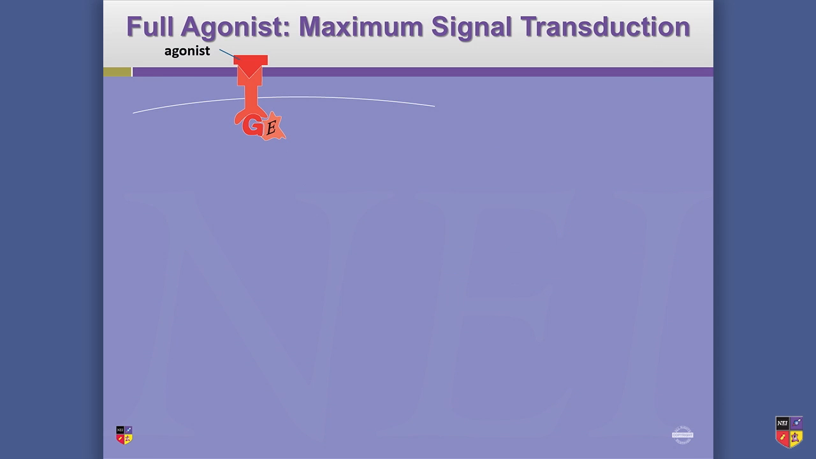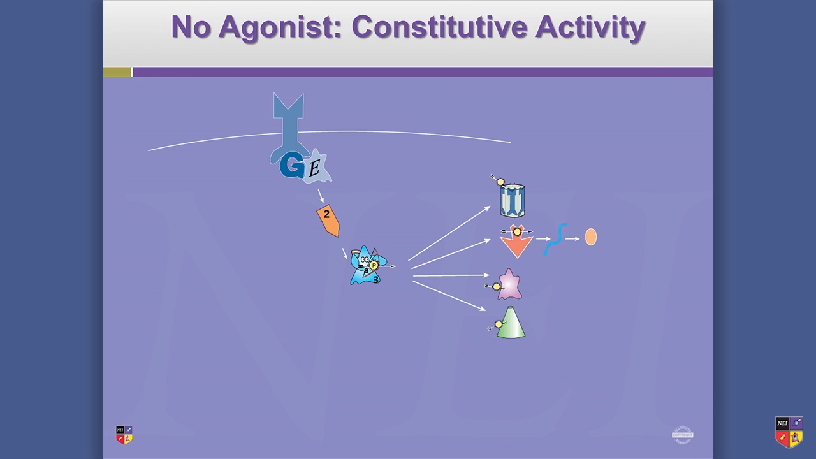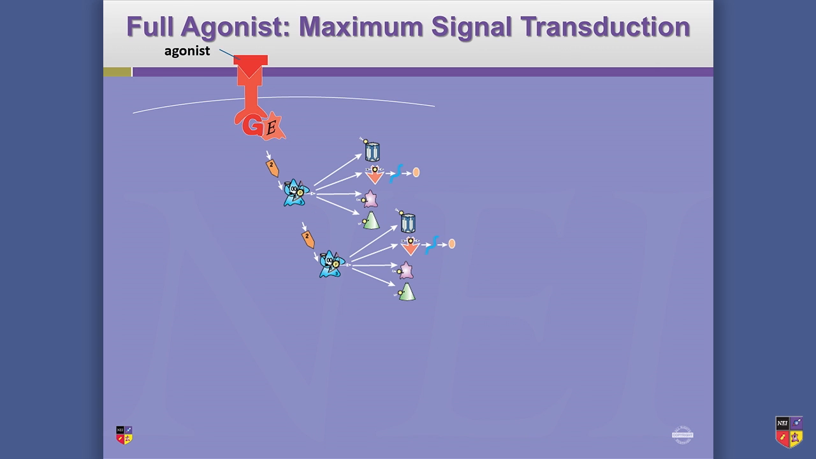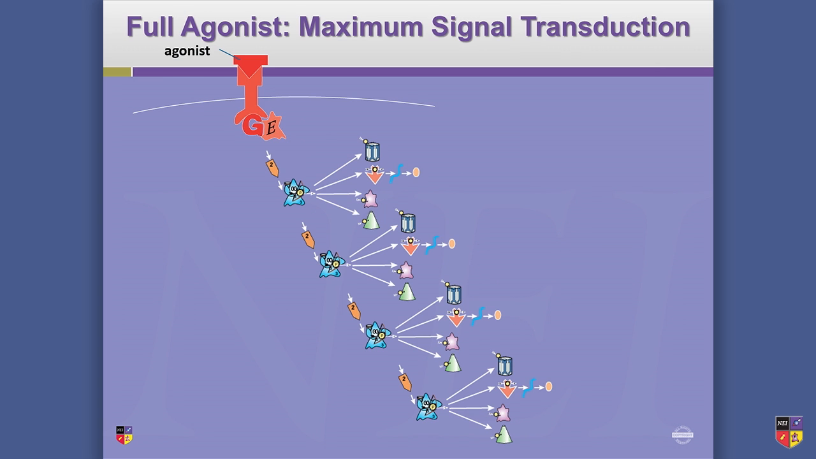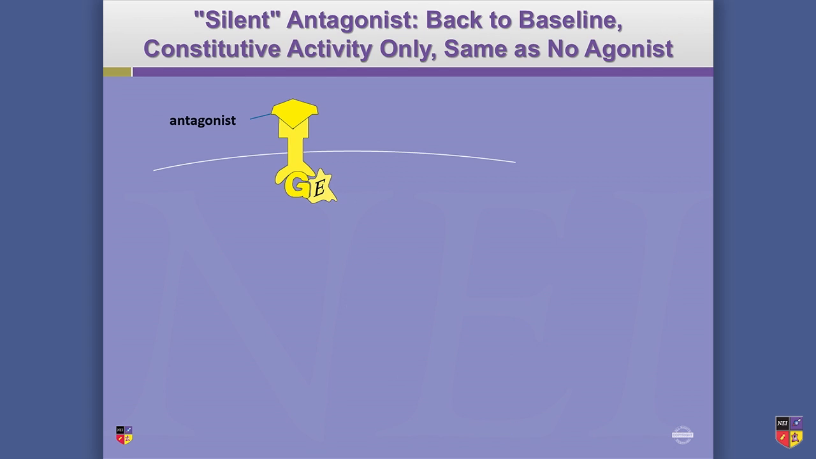Now, if you have an agonist, instead of having just one of those, now I've got 4 of these. All the way up on the volume. Maximum signal transduction. If I'm an antagonist, as opposed to an agonist, it's silent. It doesn't do anything. In other words, it doesn't even change constitutive activity. It leaves the nightlight on. But by itself, it doesn't do anything. But of course, it'll block an agonist, but it isn't going to block constitutive activity.